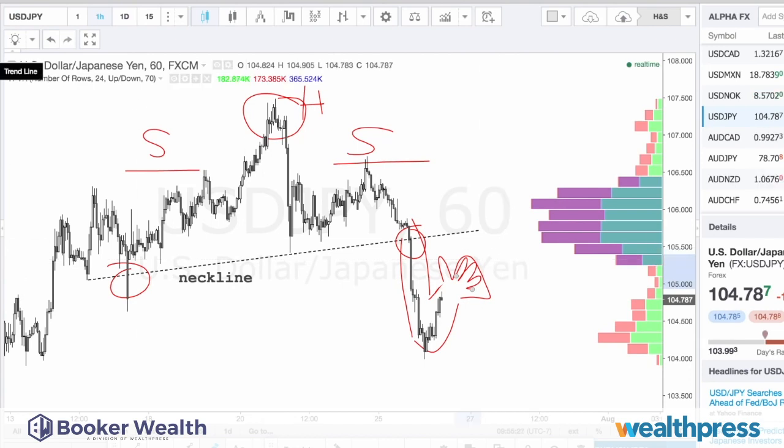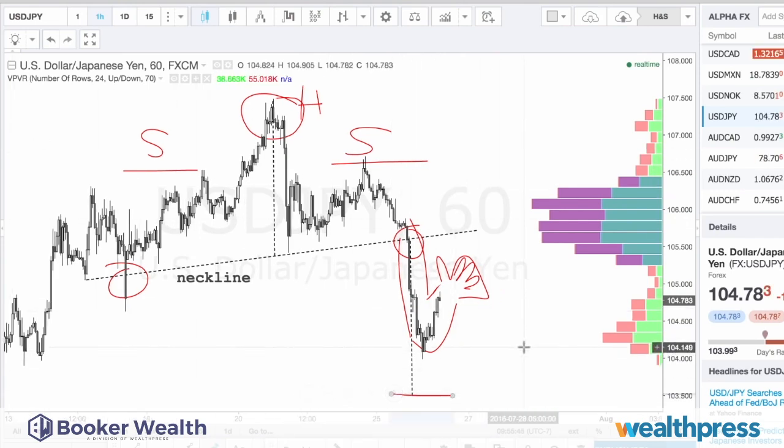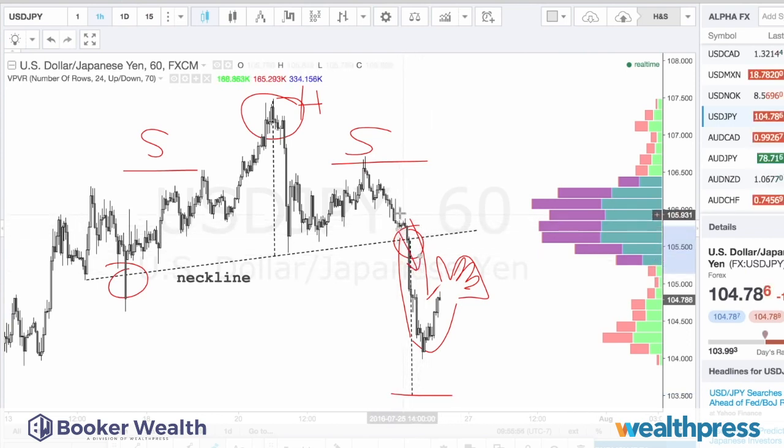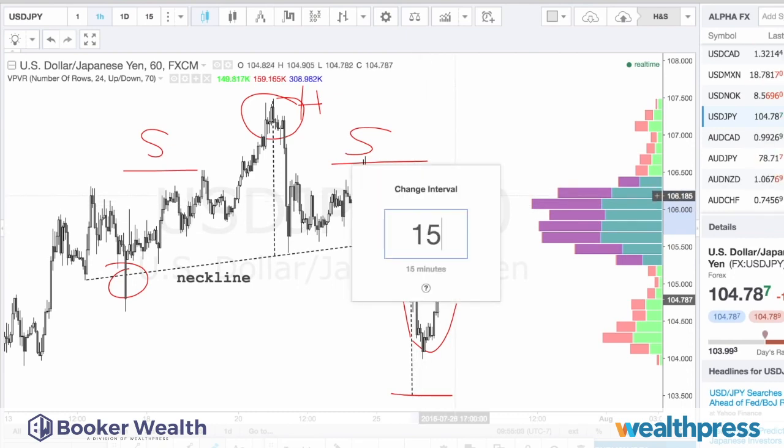How far will the move go and where do you stop out? To measure how far the move goes, you measure from the top of the head to the neckline. And you just make a copy of that line, and then you put that line right underneath the break. And that gives you an expected move all the way down to this level. That's how you figure out how far you think this can go. And if you break out below this neckline and then you move back up into the shoulder area, you stop out of the trade. Now, it can work on any time frame chart, doesn't really matter.